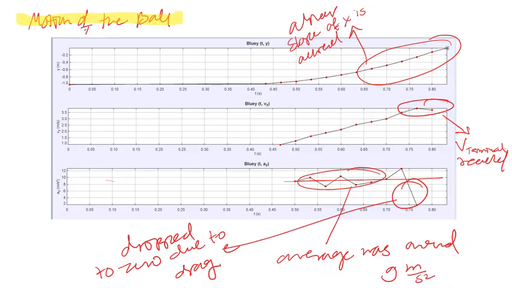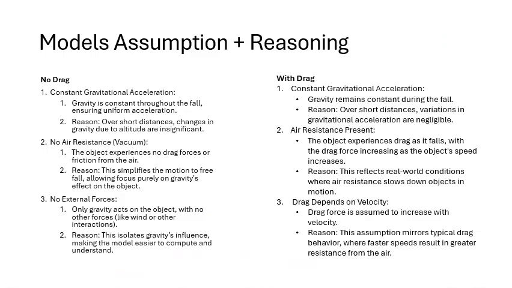So here is the graph of the motion of the ball that we saw. We can see the slope of the x-t graph is straightening up and becoming linear. This is because we're approaching a terminal velocity. And then we can see that the average acceleration is 9.8 because of g, but then drops to 0 as the drag force is experienced.